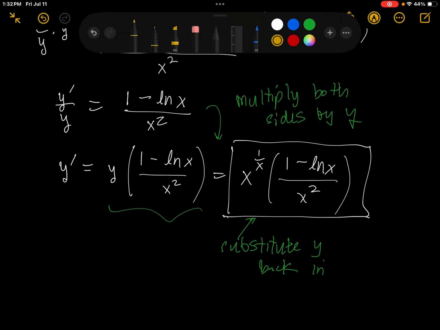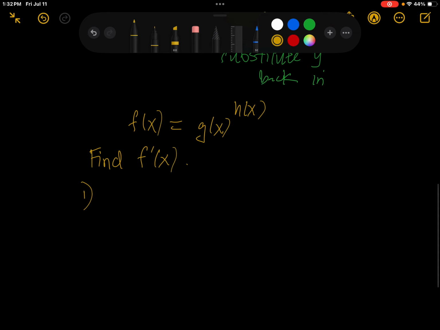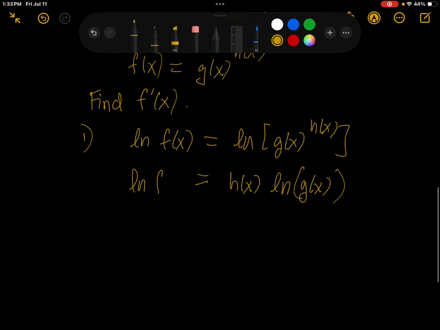So let's think about the big picture. So you have some function f of x, which is g of x raised to the h of x power, and you want to find f prime of x. So step 1 is you take the natural log of both sides, like that. Then you bring the h of x down from the properties of natural logs, like this. So that's your ln of f of x. Then you take the derivative of both sides. So you're going to get f prime of x over f of x.